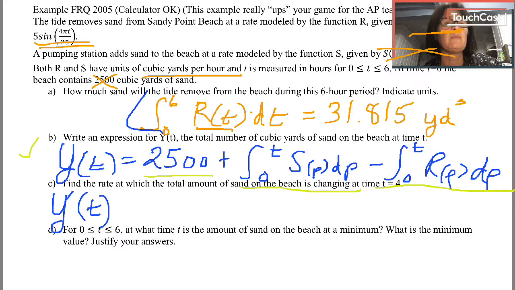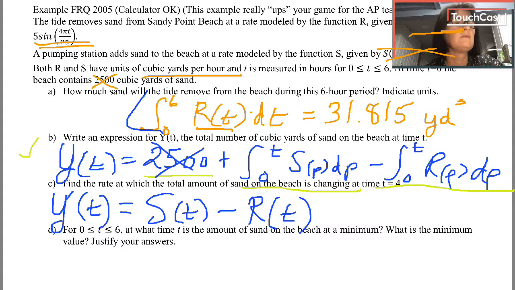Y prime of t, well look, there's my function. The derivative of 2500 is 0. The derivative with respect to t of the integral from 0 to t of s is s with the input variable changed to t, minus r of t. So that was a very easy derivative to take, as long as I remember the fundamental theorem of calculus and how to take the derivative of a function defined with an integral.